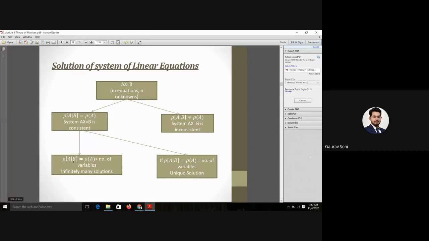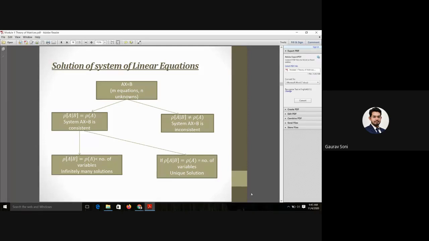So the next two rectangles below it show that if the rank of the augmented matrix is equal to the rank of A and it is less than the number of variables, in this case, how many variables are there? N unknowns. Unknowns are nothing but variables. So if this rank is less than n, then it will have infinitely many solutions. If the rank of the augmented matrix is equal to the rank of A and it is equal to the number of variables, then and only then it will have a unique solution. This is the complete criteria for checking whether it has a solution or not.